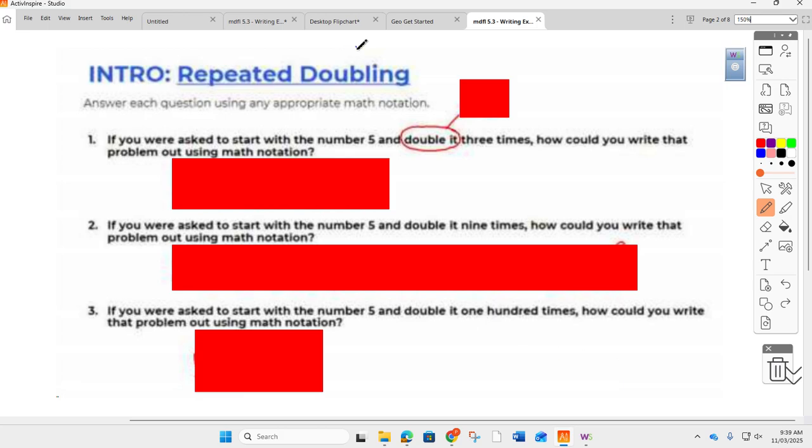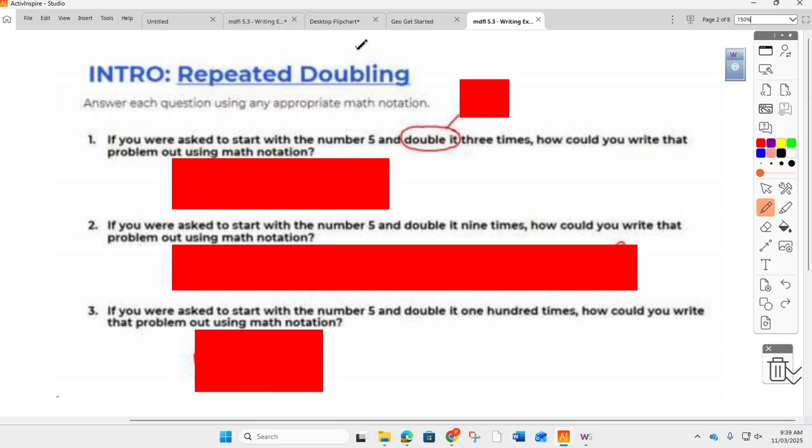Repeated doubling. If you were asked to start with the number 5 and double it 3 times, how could you write that problem out using math notation? How could we write that? Uzziah, you want to try? Not 5 squared. Does start with 5 though.